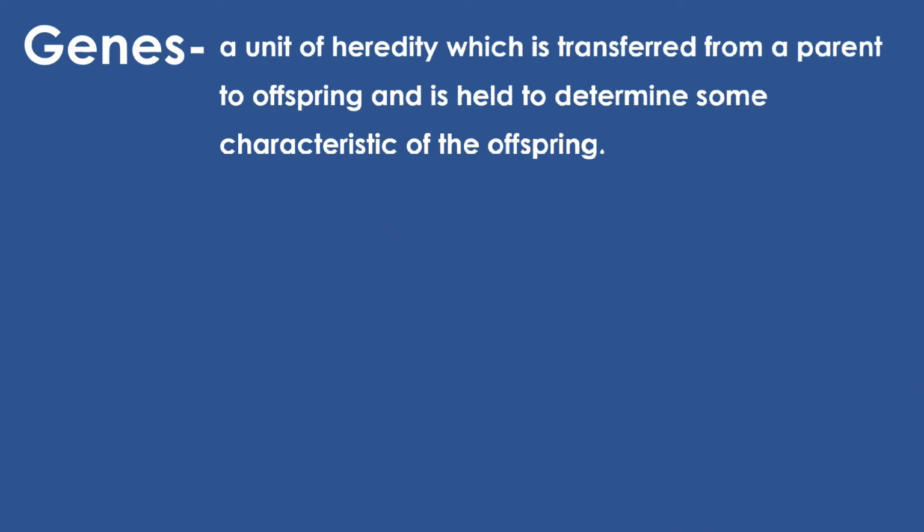A gene is a unit of heredity which is transferred from parents to their offspring, and it helps to determine some characteristics of the offspring. So again, genes are hereditary, meaning they are passed, transferred from the parents to their offspring. We can get some characteristics that we find in our father, and some genes also from our mother's side.